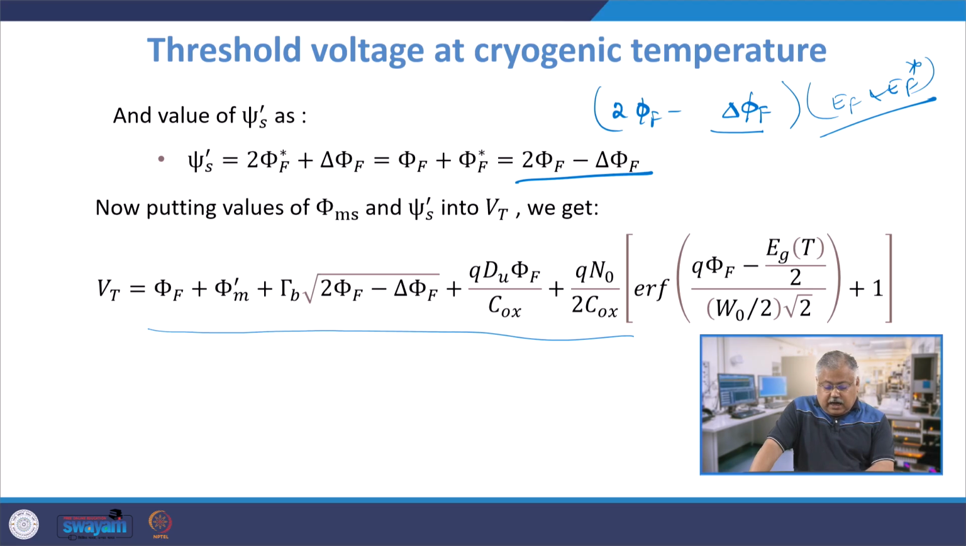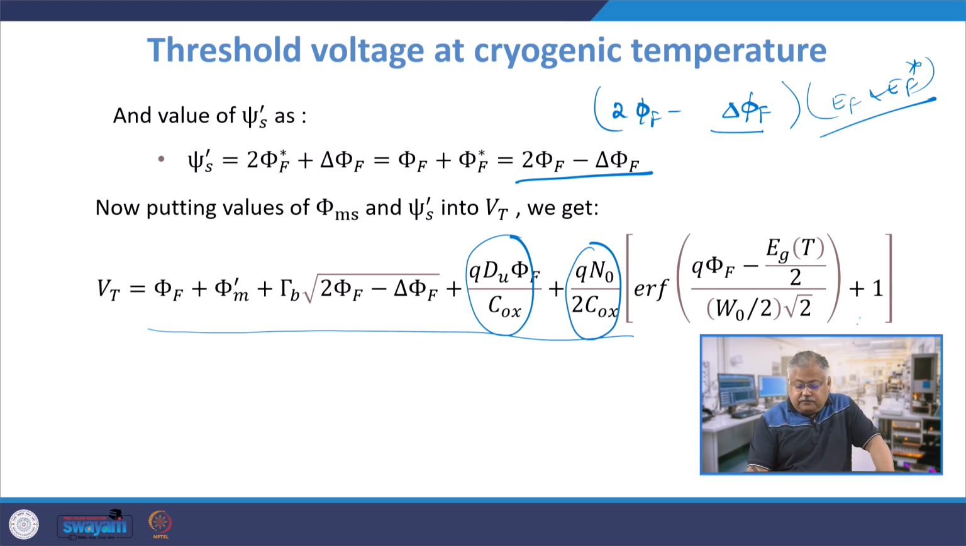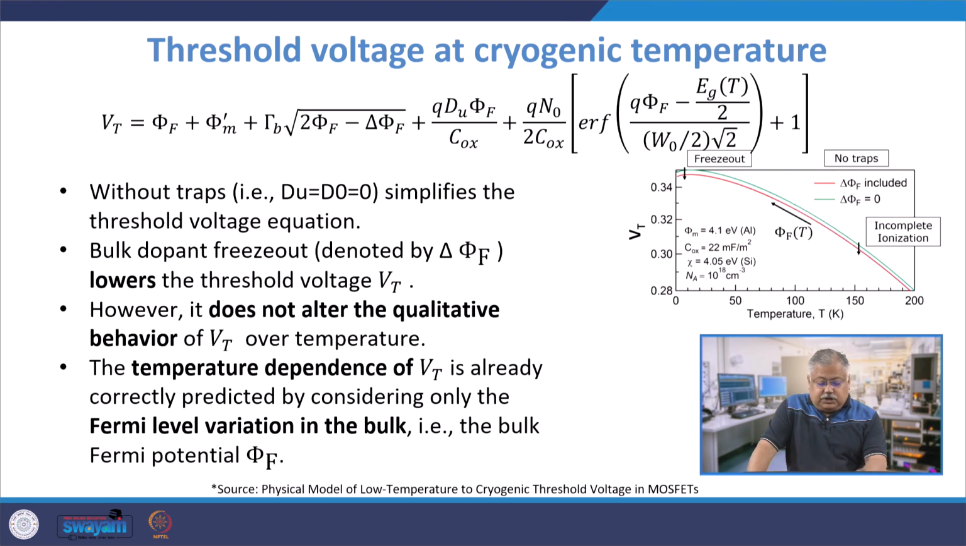So, this psi S star is being replaced by 2 phi f minus del phi f, and this is phi f minus del phi f. That is the reason we get this overall expression as q times del phi f by Cox, plus q n naught by 2 Cox times the error function of this value here, and so on and so forth. Now, not only that, as I discussed with you, your band gap will also be a function of your temperature. As you change the temperature, the band gap also changes, and that also influences your threshold voltage at low temperature. So, this is the final expression which you see at the top.